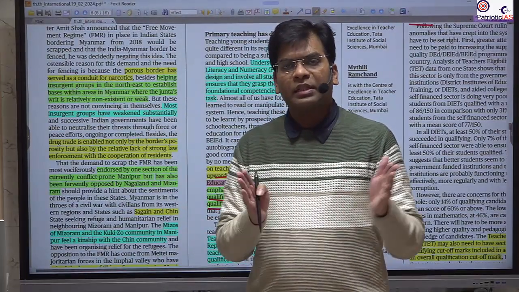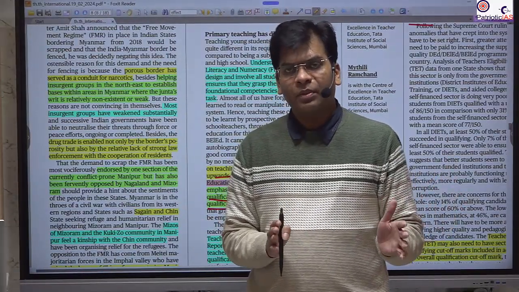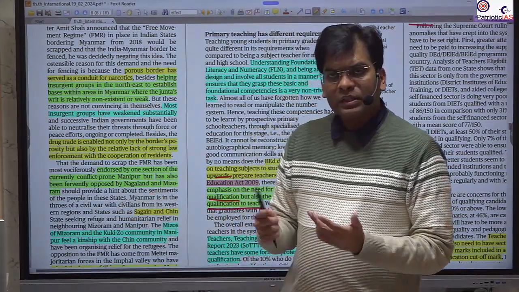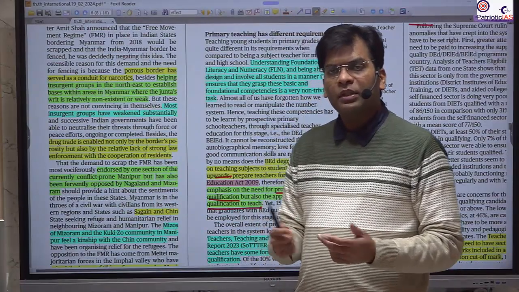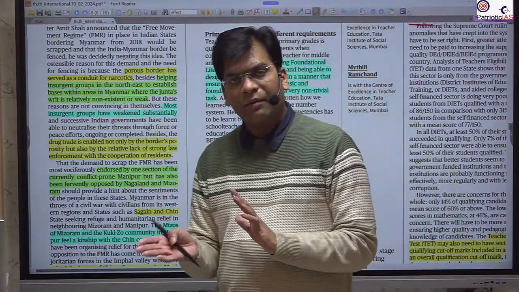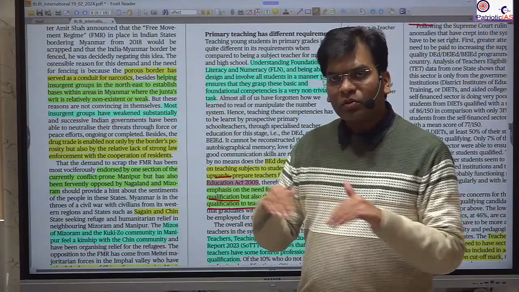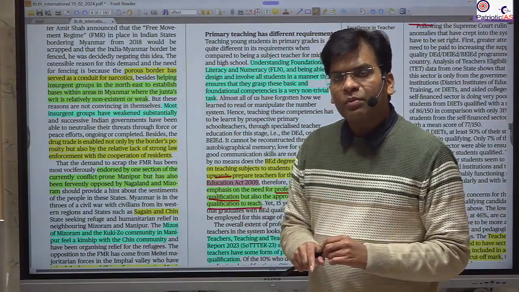Previously, for 16 kilometers, the local tribal people were allowed to cross the border without a visa. They just had to get a permit, and this permit was valid for 1 year. They had to renew it. But now we are going to fence the border and end this free movement regime.